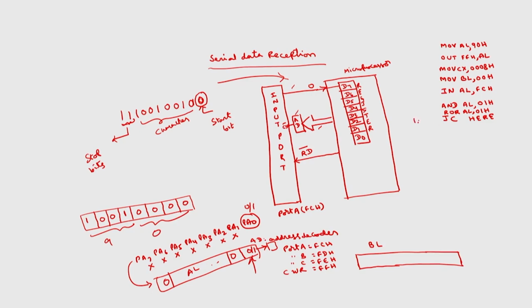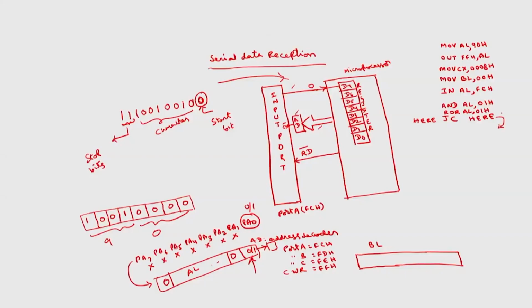I will wait until the last bit, which is the first received bit, is 0. This is an infinite loop. It will come out of the loop whenever the last bit is 0, that is, the start bit is 0. If the start bit is 0, then it will come out of the loop. But that is not enough, actually; the start bit has to be 0 for 0.83 milliseconds. So, I will call a delay of 0.83 milliseconds. After that, again I will check, jump on carry here.